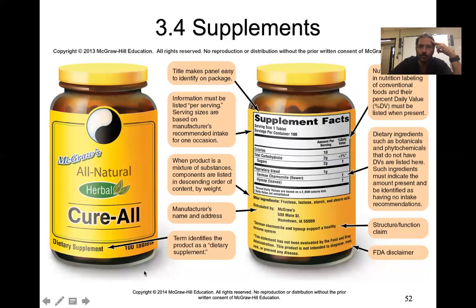So supplements. The title makes the panel easy to identify on the package. What is it? A serving size, manufacturer name and address. Like I said, if this comes from certain countries, I'm sure not going to take it. It's a dietary supplement, and these are going to have different regulations than food per se too. The FDA disclaimer is important.